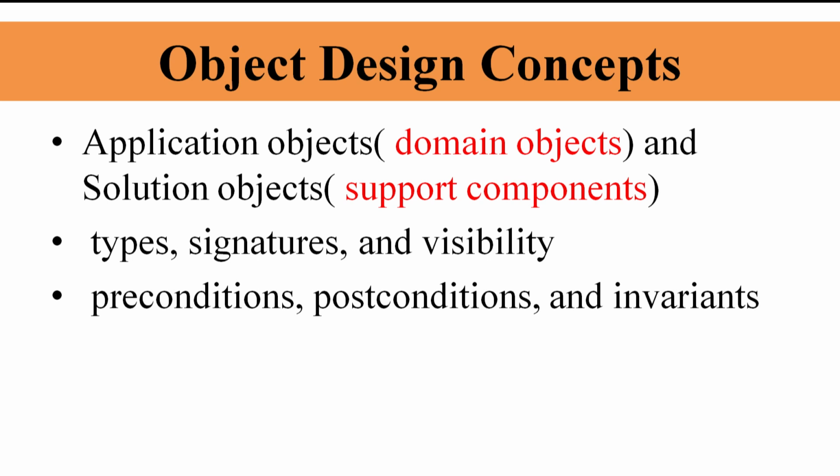Then next come the types, signature and visibility: the type of returns, the data type being used, the signature of the behavior of the object, the prototype of the functionality or the methods. Visibility is nothing but the data access control, that is public, private, protected. And certain conditions are also associated with it, like precondition, post-condition and invariant conditions. These conditions are applied when we are designing the objects and when we are implementing the things.